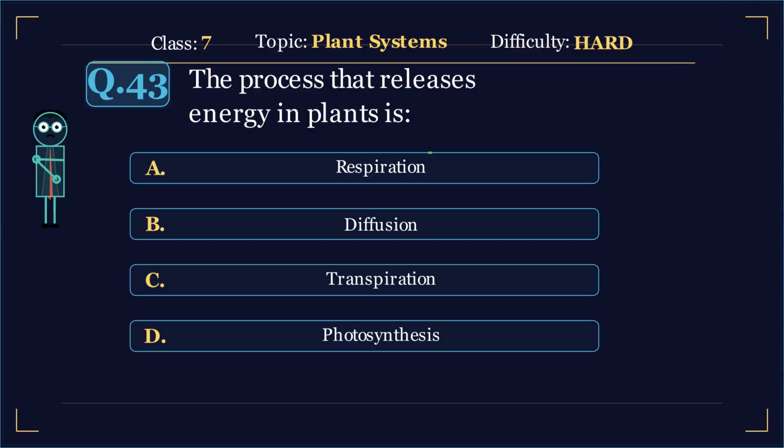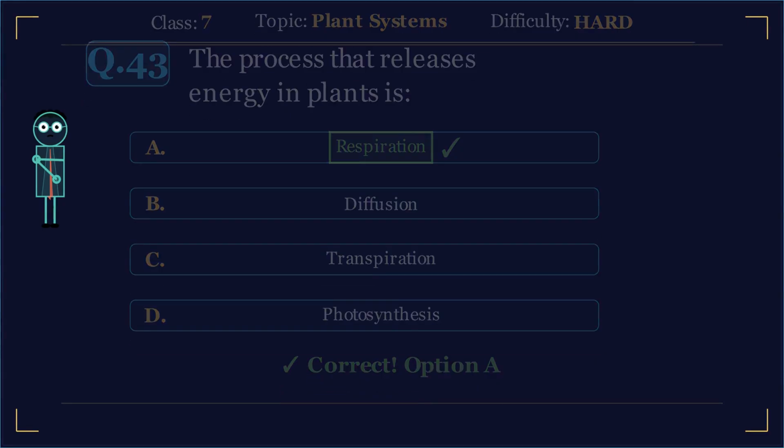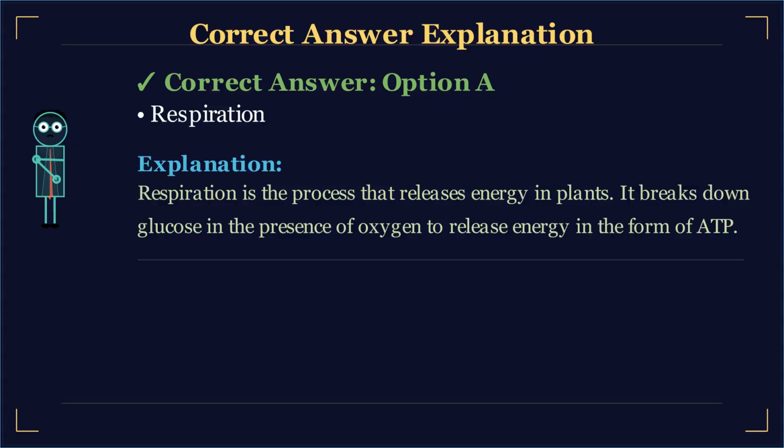The correct answer is option A. Here's the explanation for the correct answer. Respiration is the process that releases energy in plants. It breaks down glucose in the presence of oxygen to release energy in the form of ATP.